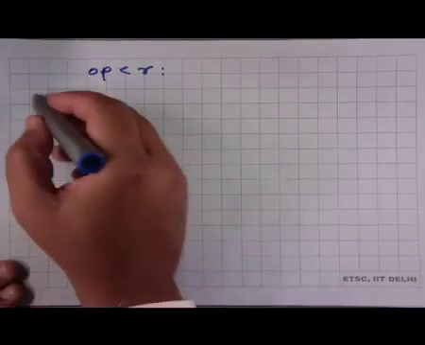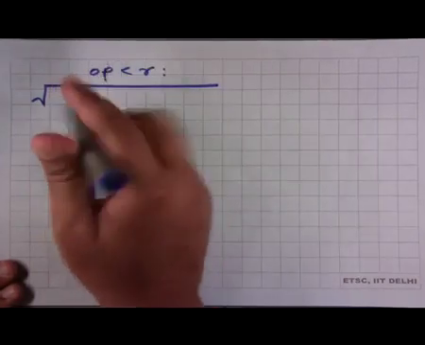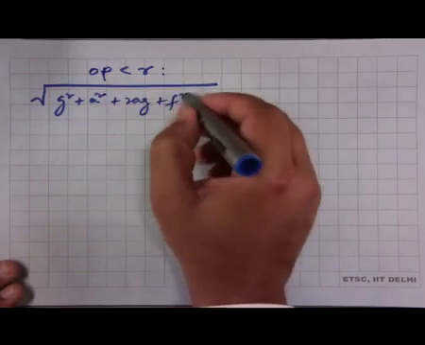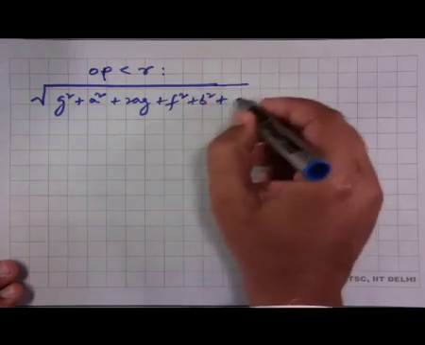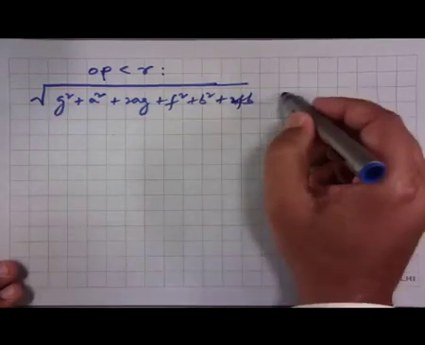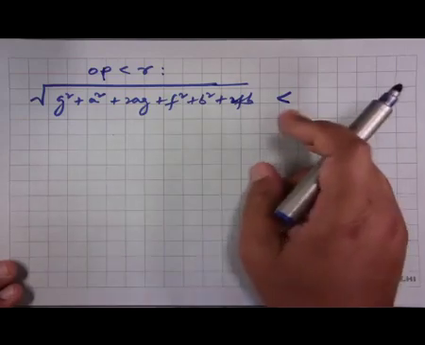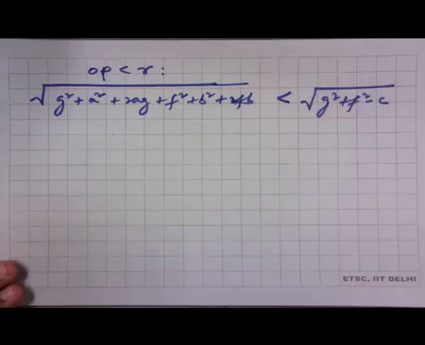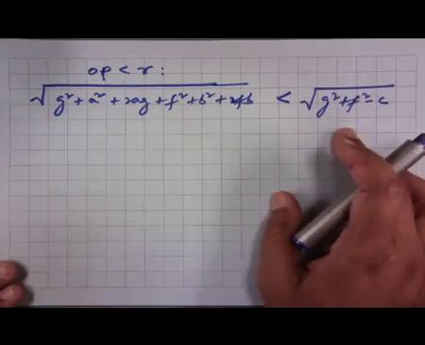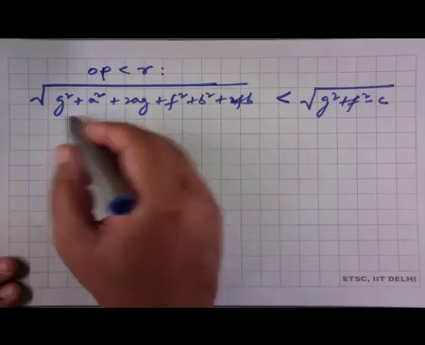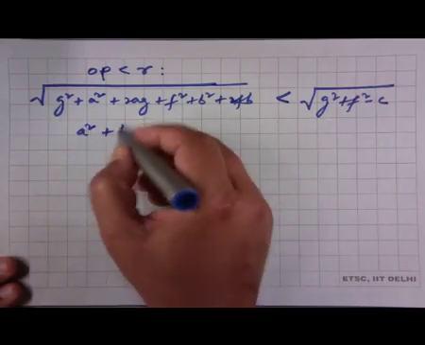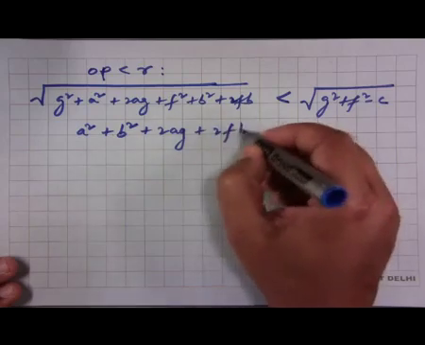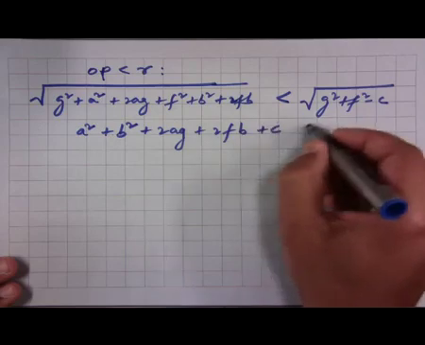Now, using the expression of OP from the previous slide, so this is OP and we are checking to find if it is less than the radius r of the circle, which is square root of g square plus f square minus c. So, if we simplify this condition by squaring both the sides, then what we will get at the end is that this condition is equivalent to a square plus b square plus 2ag plus 2fb plus c is negative.